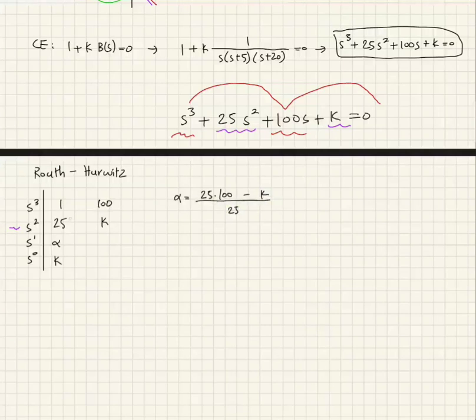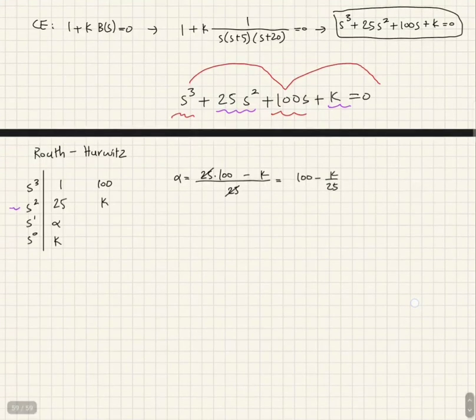Okay, it's basically this multiplied by that, minus this multiplied by that, minus k, and then divided by this value, 25. That's just the basic for that method. So from here we find k, which is just (100 minus k) over 25. So that's our alpha.